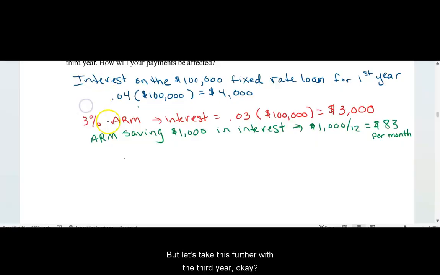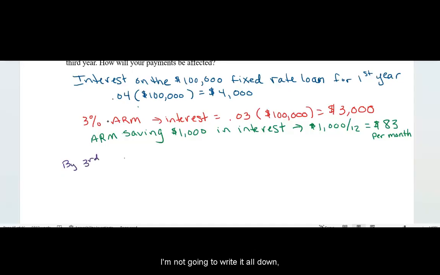With the third year, by the third year, let me just write down a little bit of what I'm saying. I have a lot to say. I'm not going to write it all down, but you can pause the video. By the third year, let's just summarize what it was saying. The adjustable rate mortgage reaches 5% interest now, right?